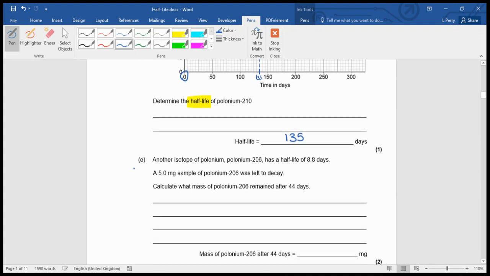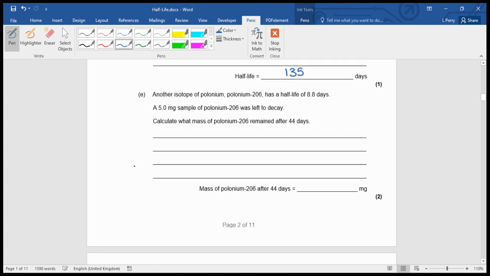Now let's look at a different style of question. Another isotope of polonium, polonium-206, remembering that number is just the name. It has a half-life of 8.8 days. They have told me the half-life. A 5 milligram sample of polonium-206 was left to decay. Calculate what mass of polonium-206 remained after 44 days.